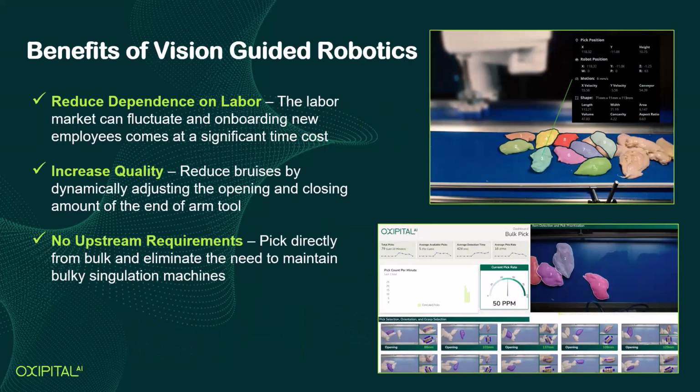Adding robotic automation to your process can sometimes be a challenge, especially if you have a brownfield facility that was set up for human labor and has minimal space available. We can help maintain the smallest footprint possible while helping to reduce your reliance on human labor, all while increasing product quality.